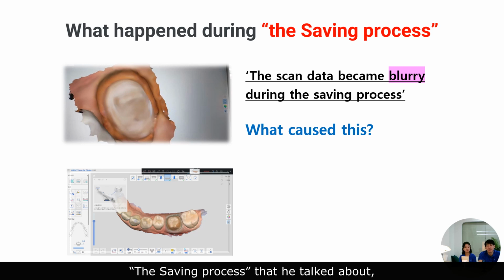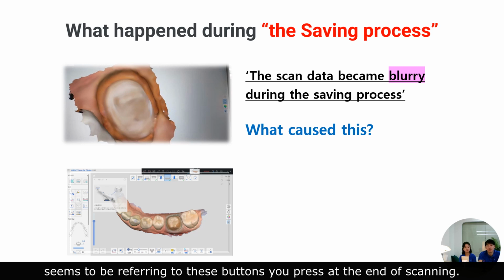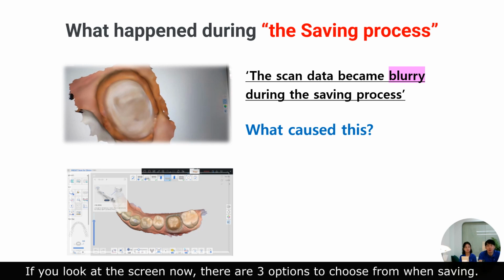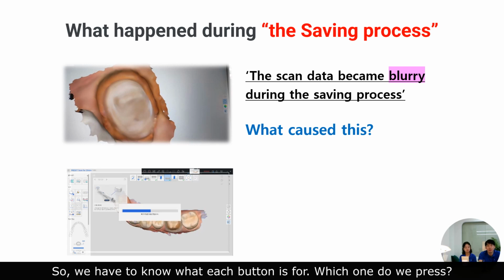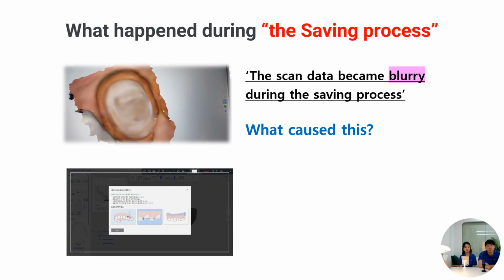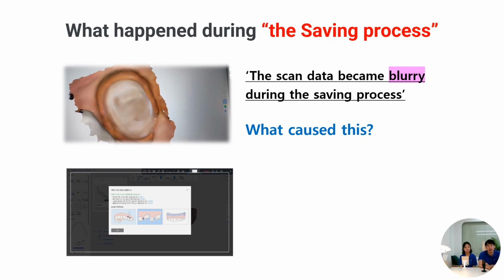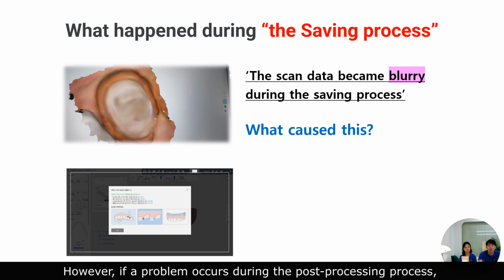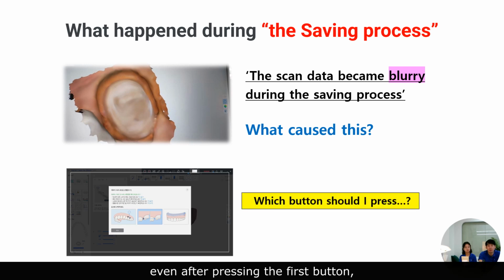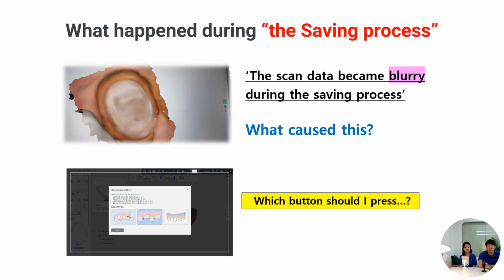The saving process that he talked about seems to be referring to this button you press at the end of scanning. If you look at the screen now, there are three options to choose from when saving. So, we have to know what each button is for. Which one do we press? In our case, we almost always press only the first one. Pressing this, we save it as is. However, if a problem occurs during the post-processing, even after pressing the first button, this is definitely a problem that needs to be resolved.